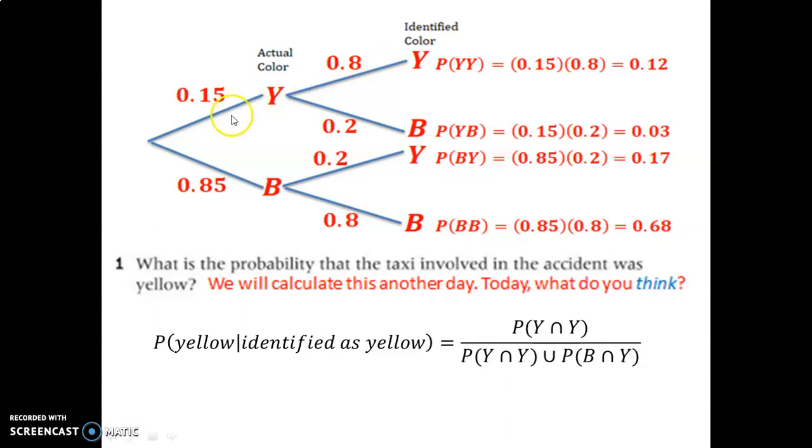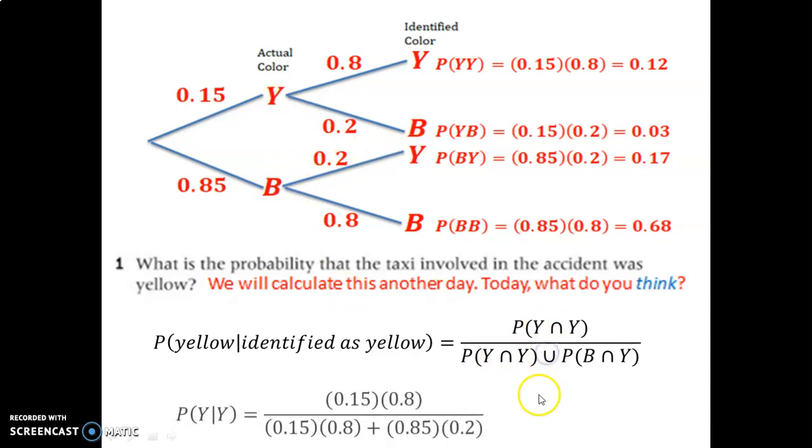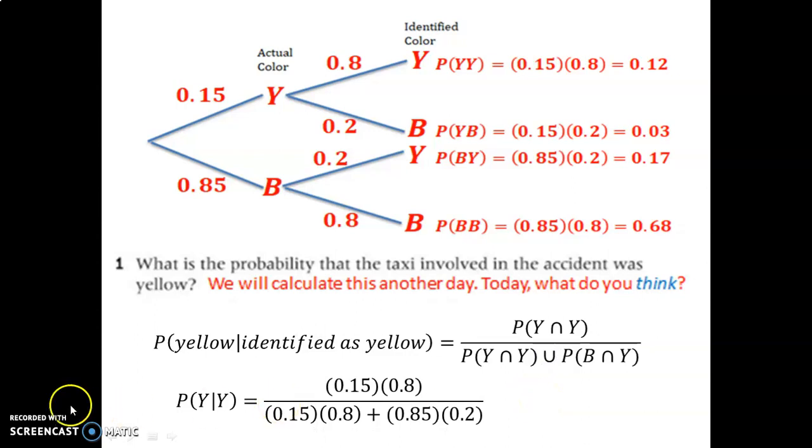So the paths that say it was yellow are this path and this path, which means it was actually blue, but he said yellow. So look at the answer here. Check the answer carefully. This is a tough one. I'm glad we came back to it though. Great problem. Good job.